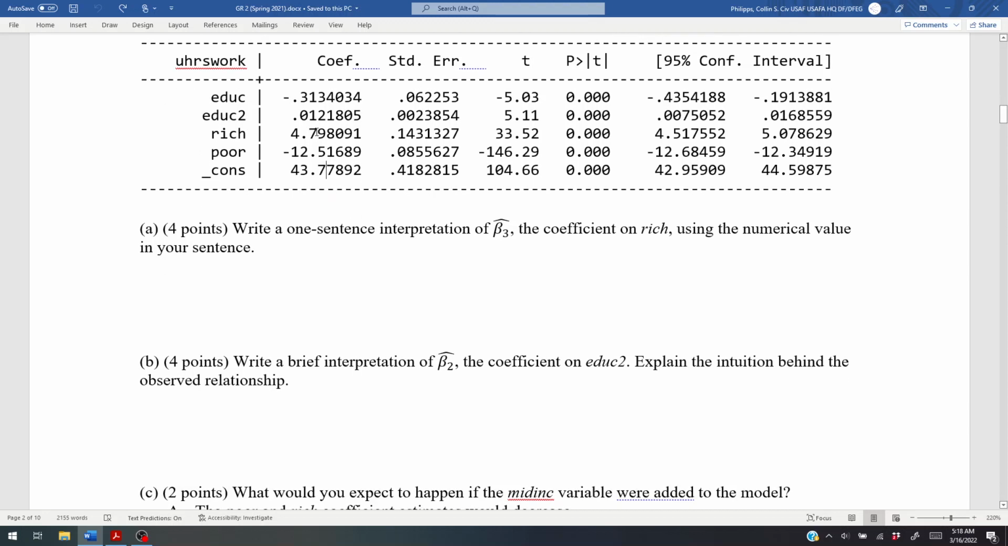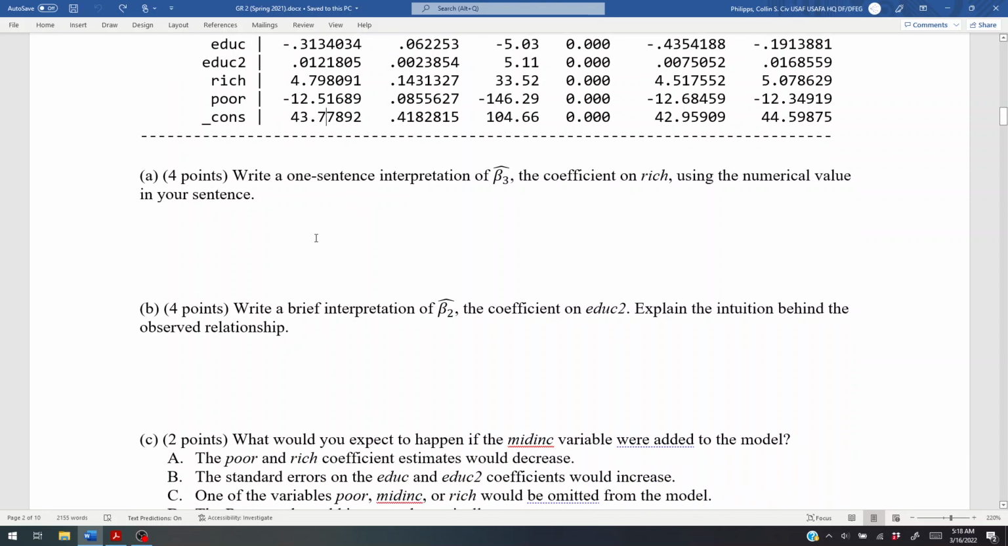Of course, I said expect and then I said average, so I kind of said that twice, but just to make sure we're clear on what expectations mean. Write a brief interpretation of beta 2 hat, the coefficient on education squared. Explain the intuition behind the observed relationship.